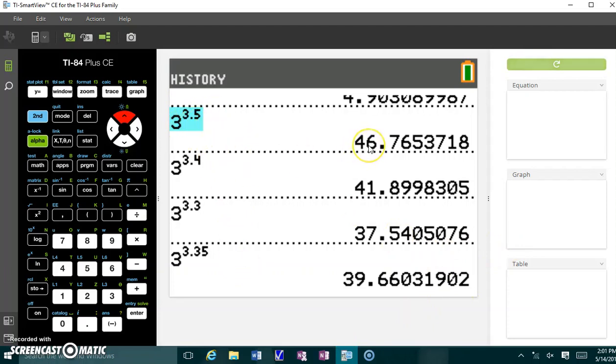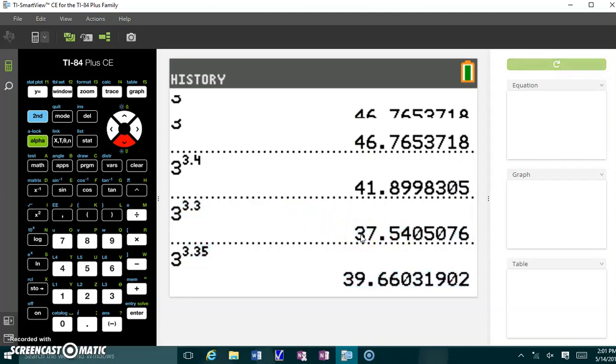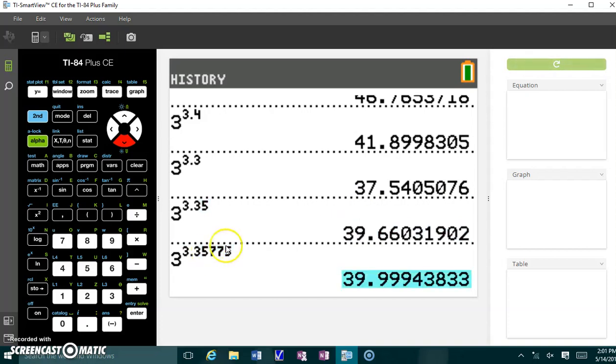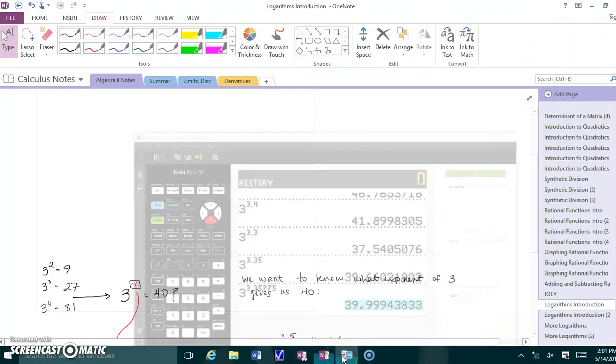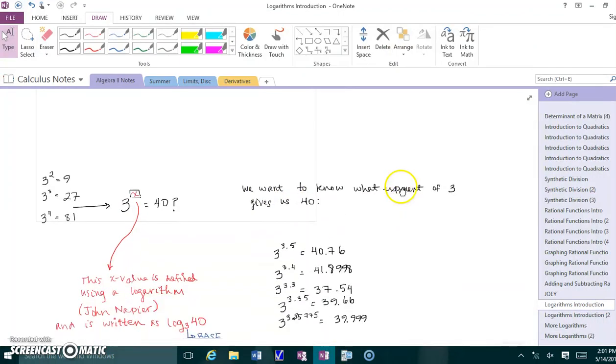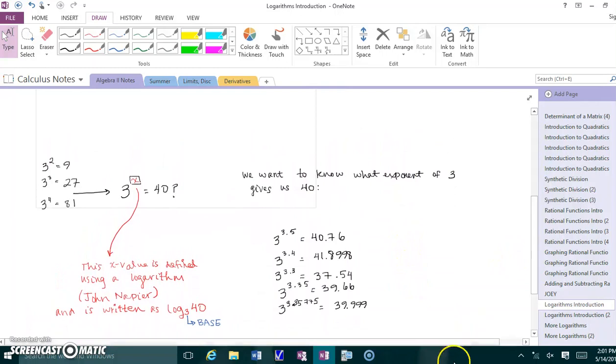I started halfway. It's too large. I do 3.4, still too large. 3.3, oh, now that's too small because I want 40, so I bump it up to 3.35, getting closer. Notice if I do this exponent, I'm pretty close to 40, but again, it's not exact. So I just kind of summarize the results here. But again, this is a waste of time, and we don't want to have to do this if we need exponents.